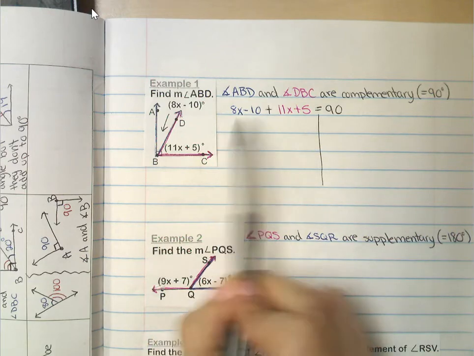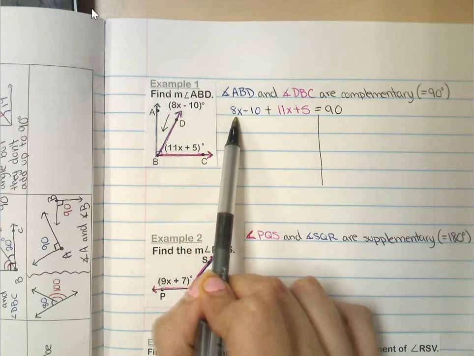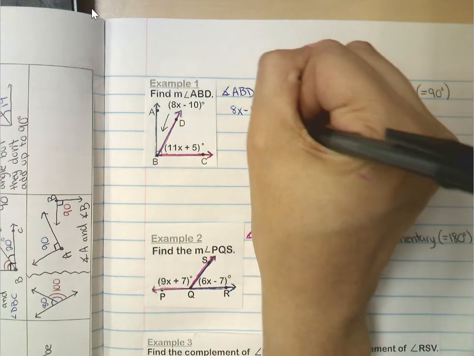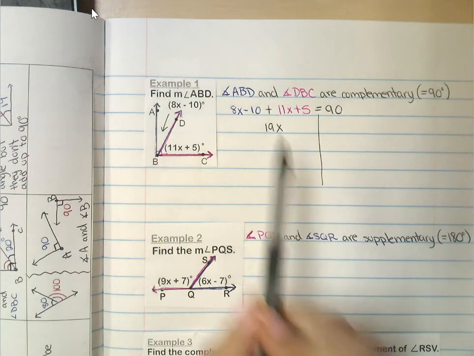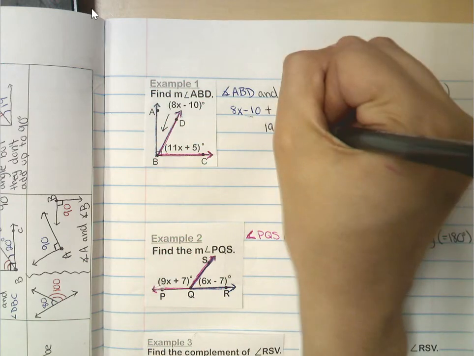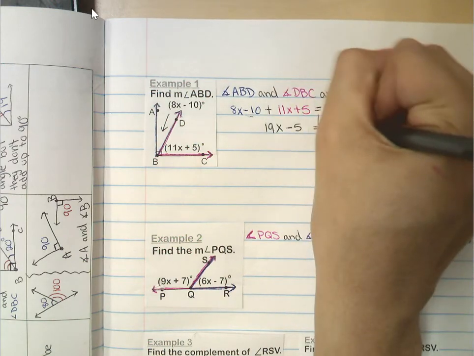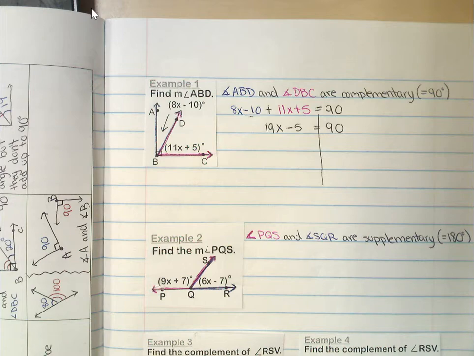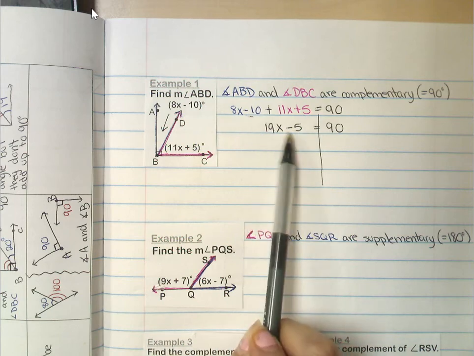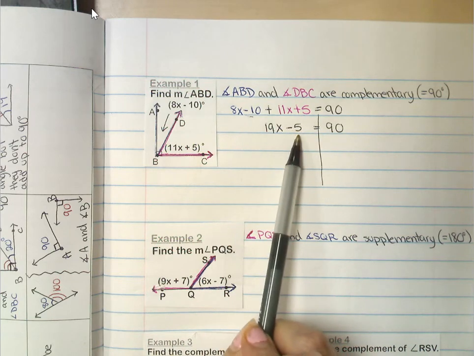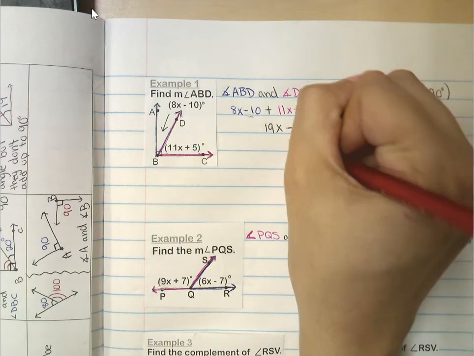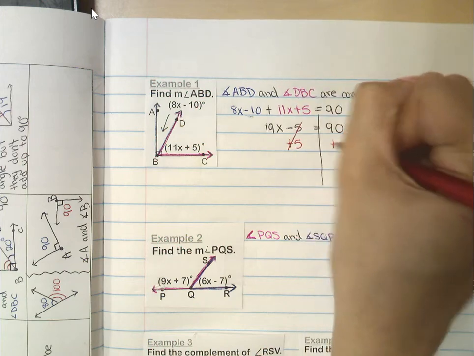Alright, so I have like terms, so I have to add them. I have 8x plus 11x, that's going to give me 19x in total. Then I have negative 10 plus 5, that's negative 5. The x value is on this side, so I have to get rid of those two numbers. But first, you always get rid of the number that doesn't have the x. So the constant is negative 5, and I'm going to get rid of it by adding 5 to both sides.